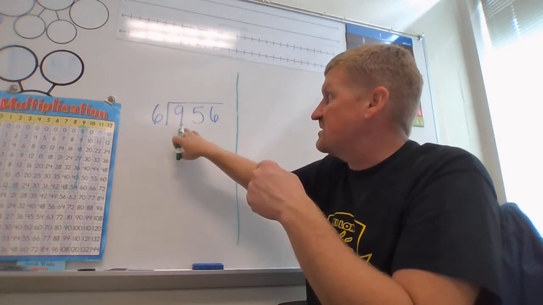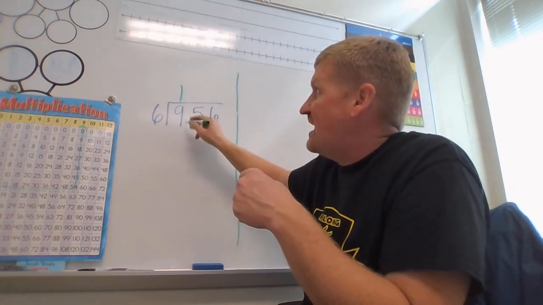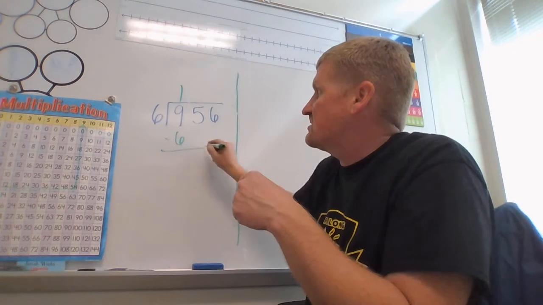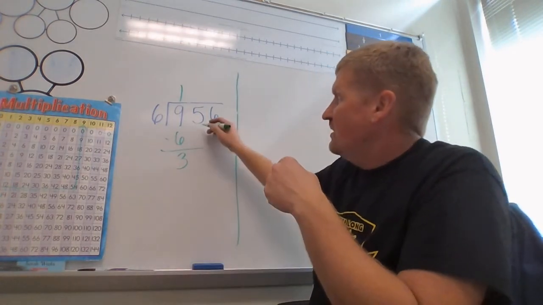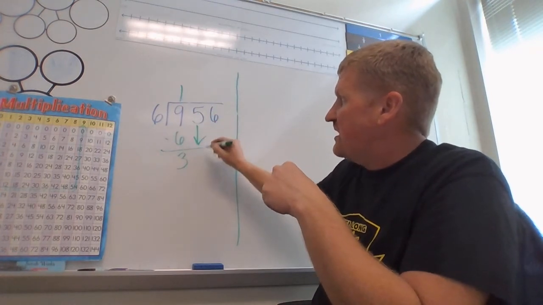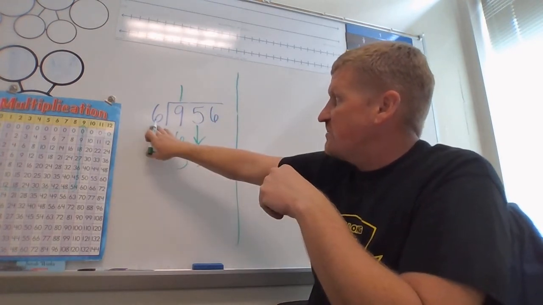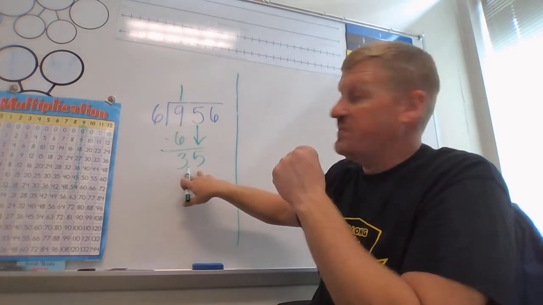So how many 6s go into 9? We know there's only one group of 6 in 9, so 1 times 6 is 6. When we subtract that, we get 3. Our next step is to check, is 3 less than 6? Yep, bring down the 5. How many times will 6 go into 35? This is our new division problem.